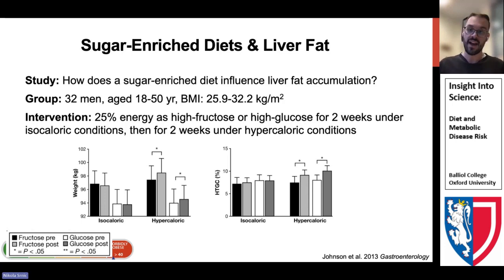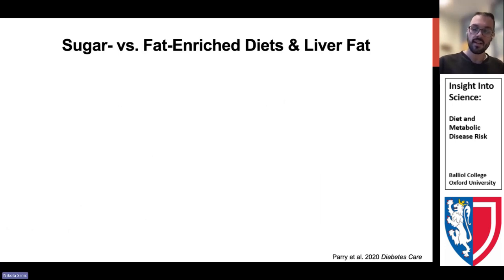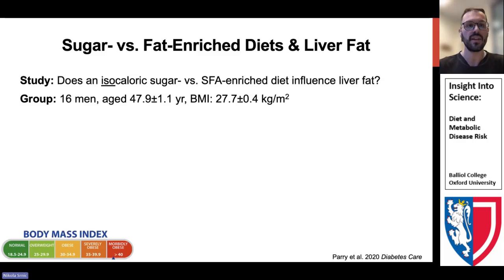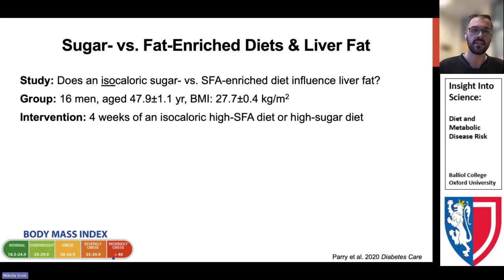How does sugar compare to fat? There was a study that looked at this, and the first one that it looked at was under isocaloric or weight neutral conditions. What they did is they took 16 men with an average age of about 48 and BMI of about 28, and they asked them to consume for 4 weeks a diet that was high in saturated fat or high in sugar.